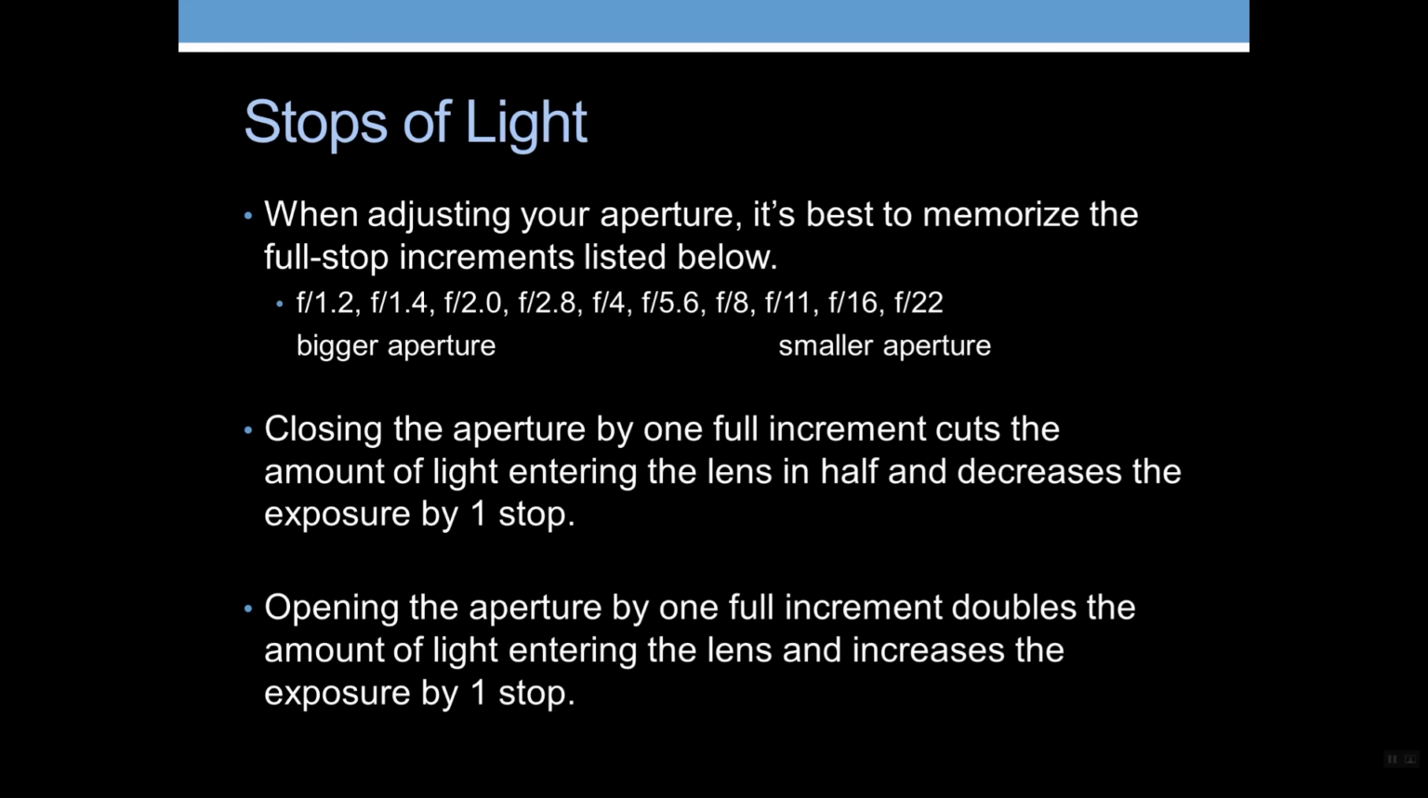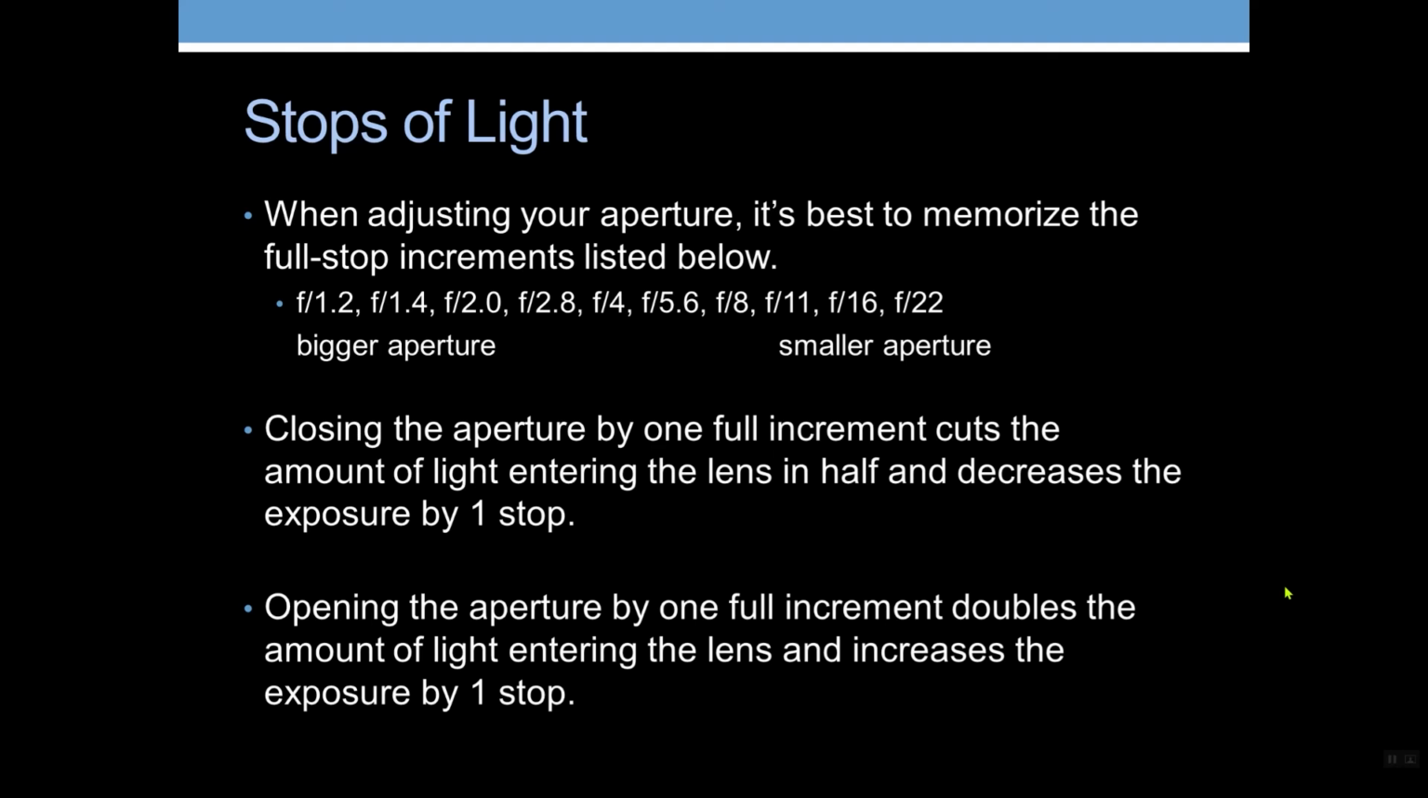When adjusting your aperture, it's best to memorize the full stop increments as are listed below. That's f1.2, 1.4, 2.0, 2.8, f4, f5.6, 8, 11, 16, 22. Okay, this is where people get confused because they see a small number, like say 2.8, and they think that means it's a small aperture. They see a large number like f16, and they think that's a big aperture. Well, it's actually the opposite.